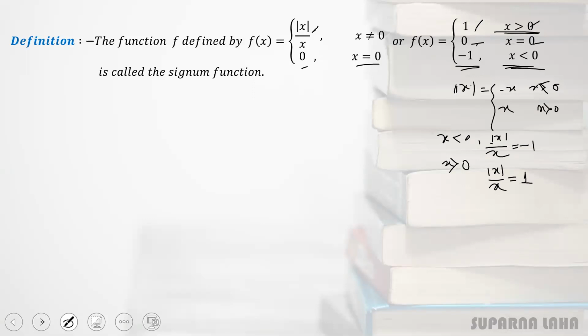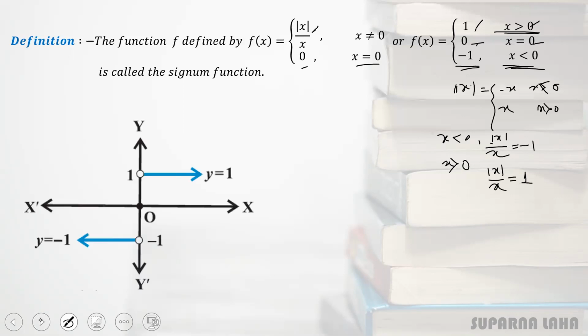Okay, so if we talk about its graph, it will look like this: for x equal to 0, it will be 0, and for positive real numbers, it will be plus 1, that means this line, and for negative real numbers, it will be minus 1. So for all the negative real values of x, it will be minus 1, and for all the positive real values of x, it will be plus 1. Okay, so this is the graph of the signum function.